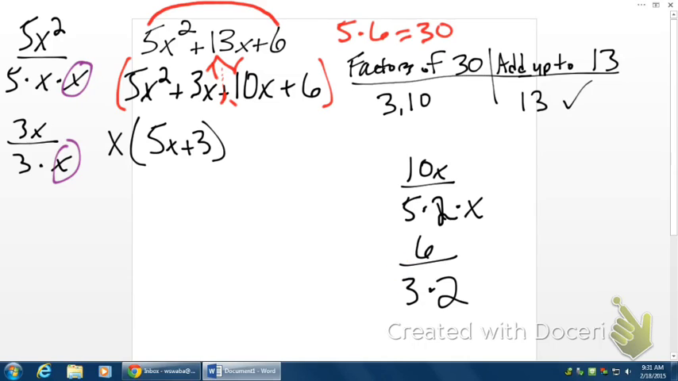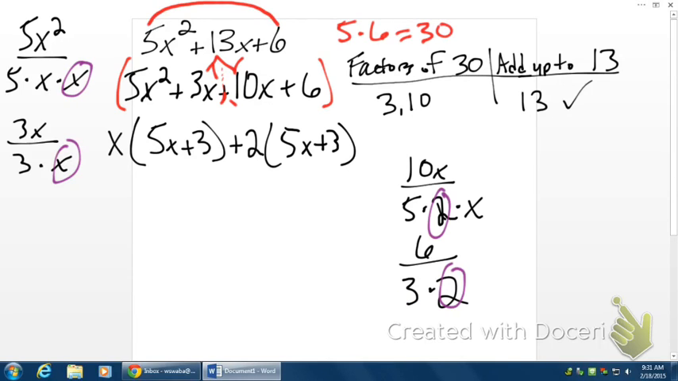Okay. Find the greatest common factor. Well, it looks like all I have in common is a 2. That's the only one I have in common. All right? So then my 2 goes right here. Now, what is left from this 10x? A 5 and an x. So 5x. What is left from this 6? Just a 3. So plus 3.